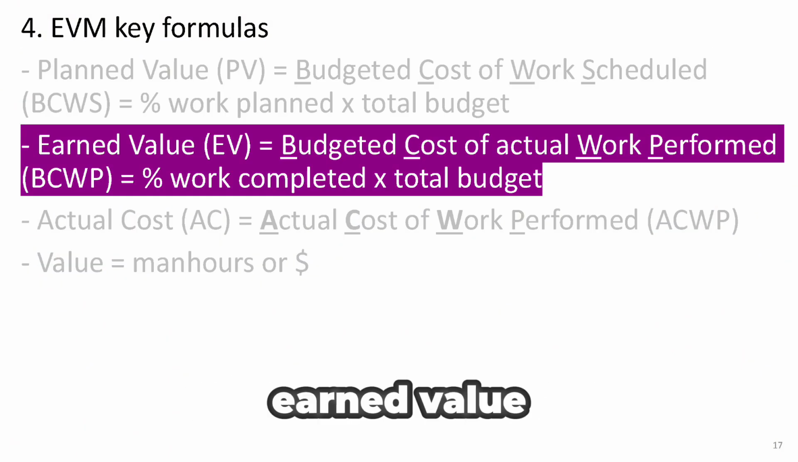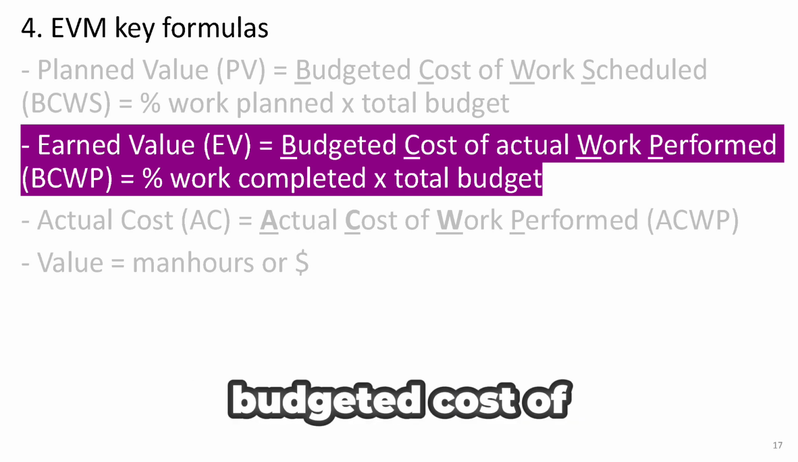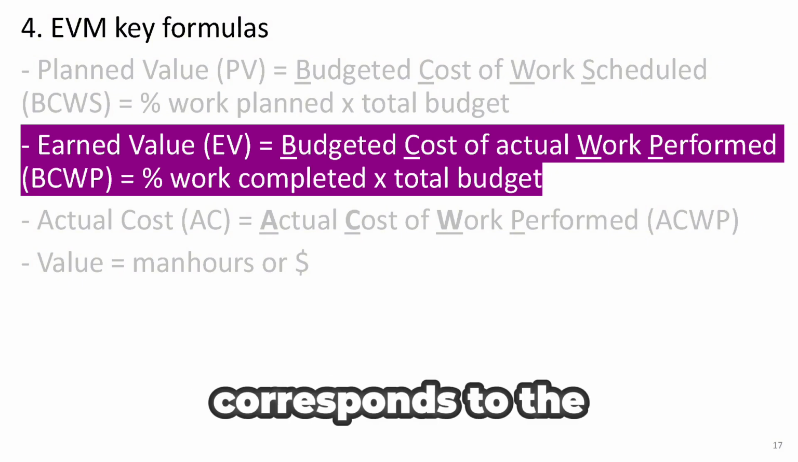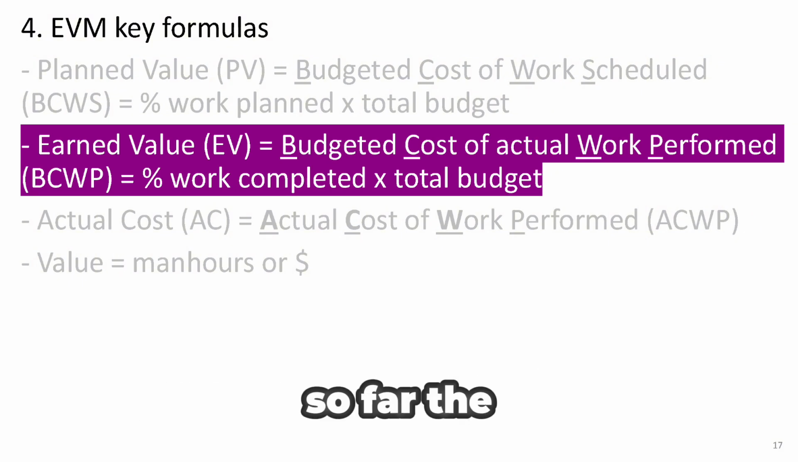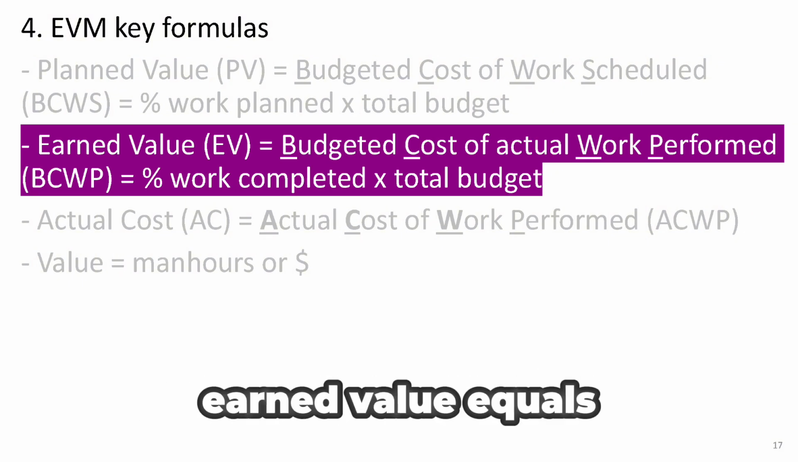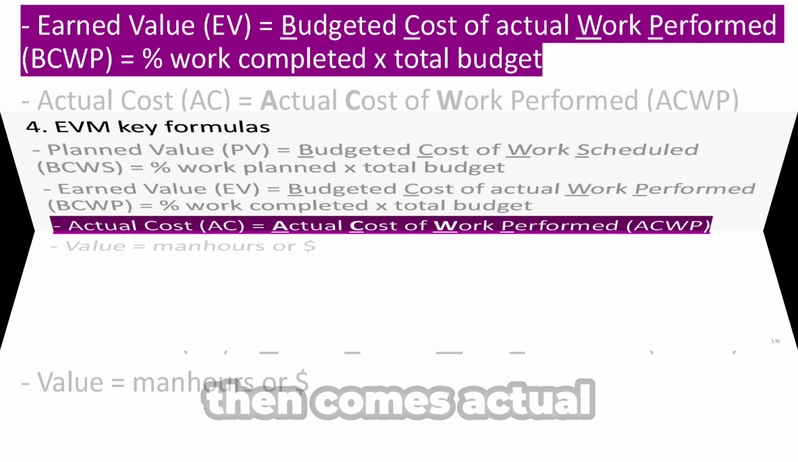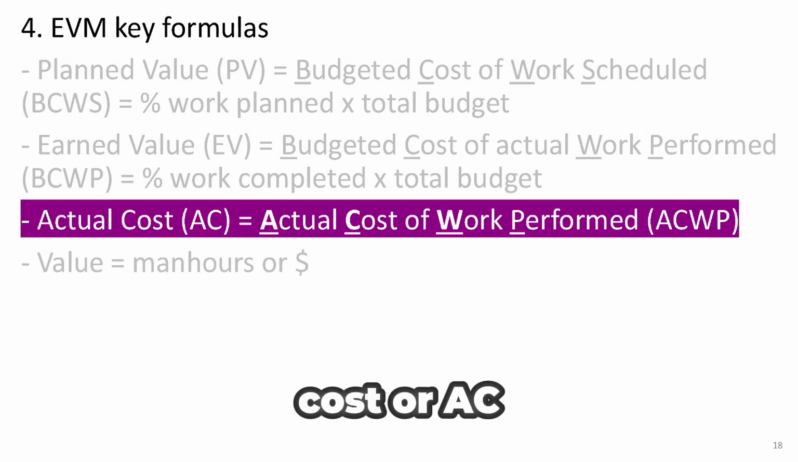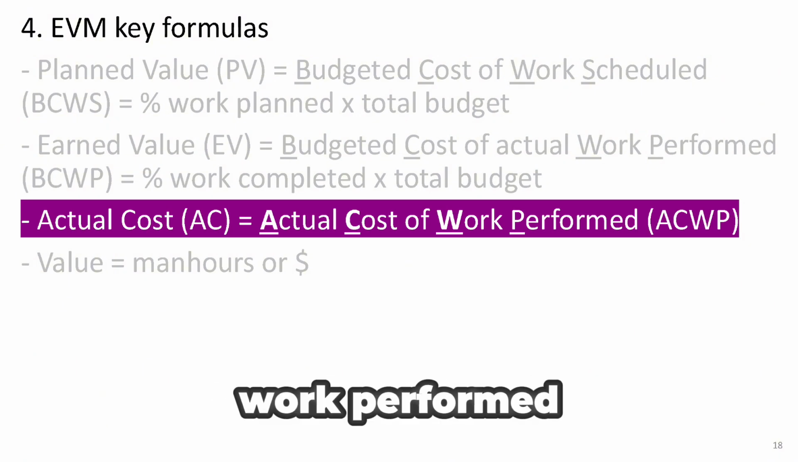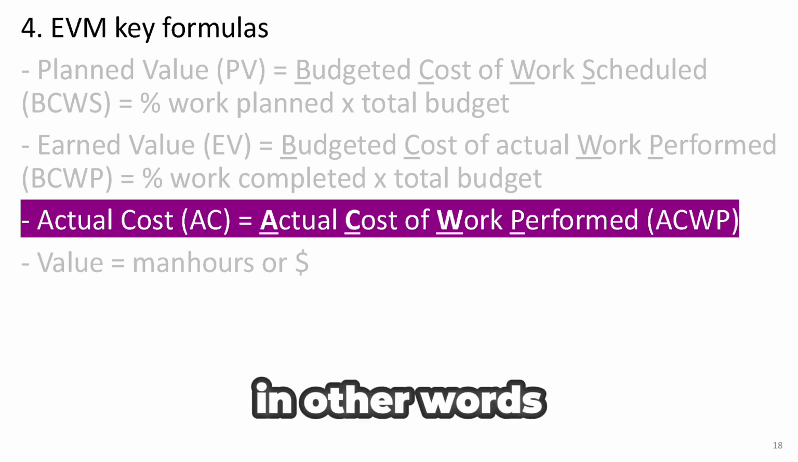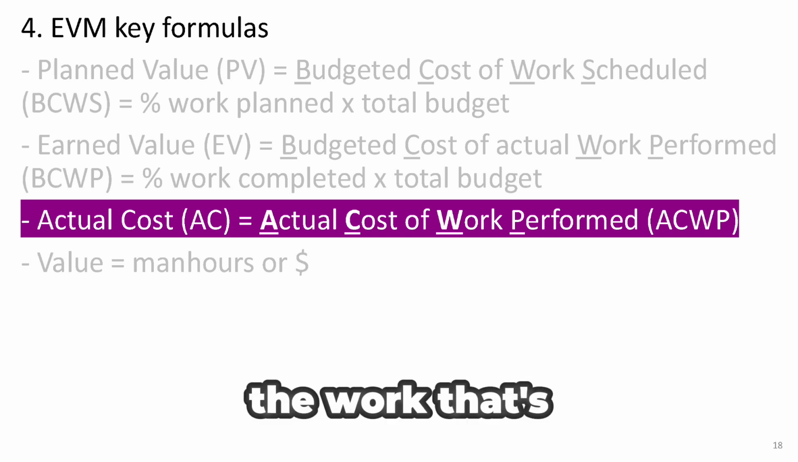Next, we have earned value, or EV. It's also called BCWP, which stands for budgeted cost of work performed. Earned value tells us how much of the budget corresponds to the work actually finished so far. The formula is simple. Earned value equals the percentage of work actually completed multiplied by the total budget. Then comes actual cost, or AC. This is also known as ACWP, which stands for actual cost of work performed. This one's straightforward. It's the real amount we've spent so far. In other words, it's what we've actually paid for the work that's been done.